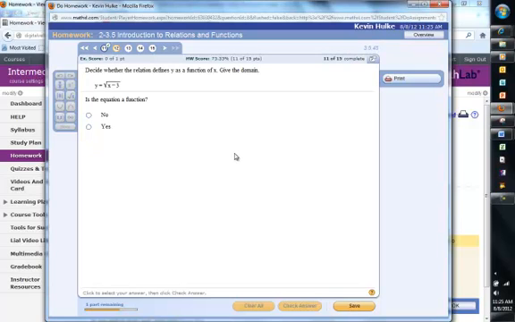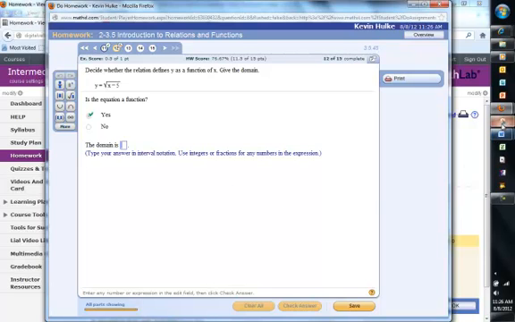Let's try this one. Decide whether the relation defines y as a function of x. Okay, so for each question, is there only one answer? Yes, there is. All right. Is the equation a function? So for each question, is there only one answer? Yes, there is. Okay. What is the domain?